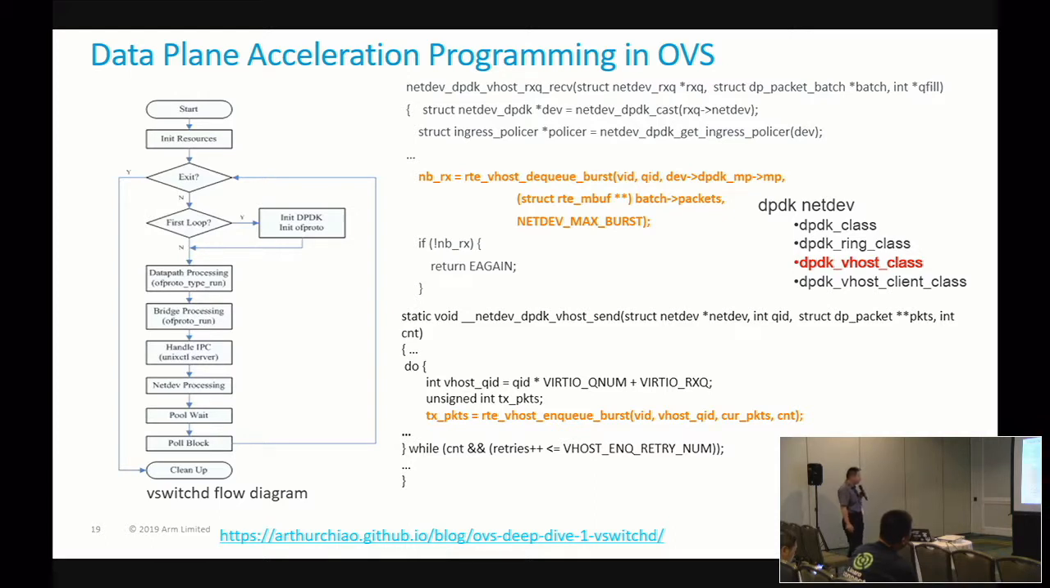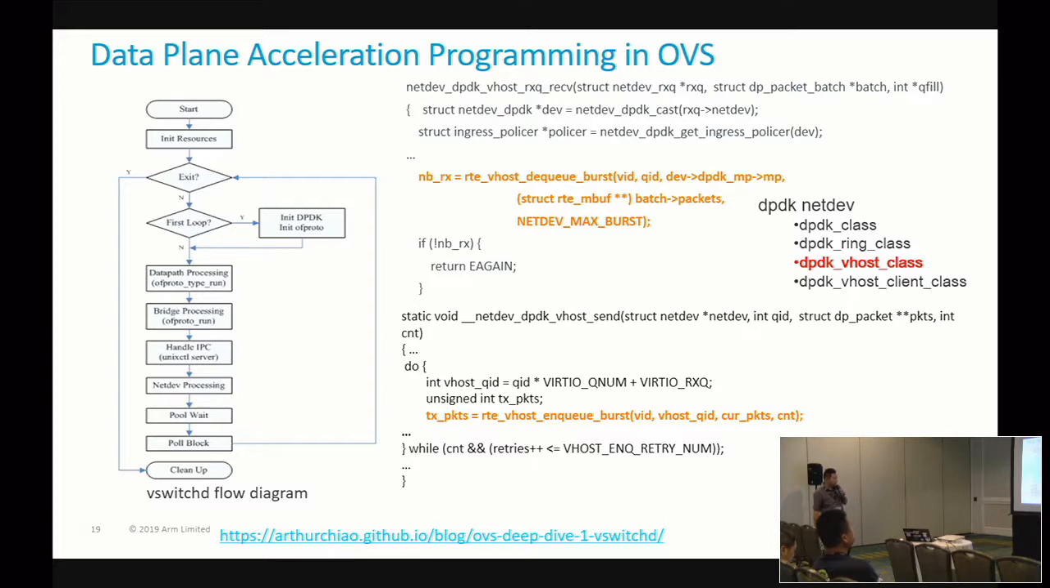From this page, I give out the data plane acceleration programming in Open vSwitch. Typically, the left part is the vswitchd, which handles all the user space packet processing, packet matching and forwarding in the user space, which will bypass the data path kernel module of native OVS.